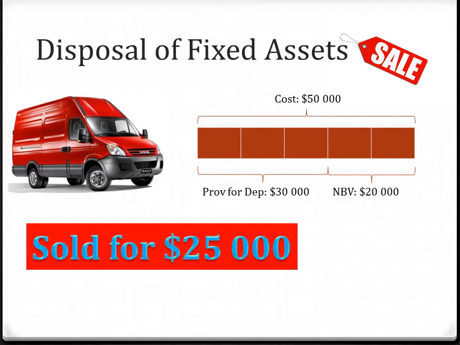So the question is, if I have sold it for $25,000, would I have made a profit or a loss? Well, if your answer is a loss of 25k, then you must have compared it to the cost. If your answer is a profit of 5k, then you must have compared it to the net book value. So the question is, which is the right comparison?